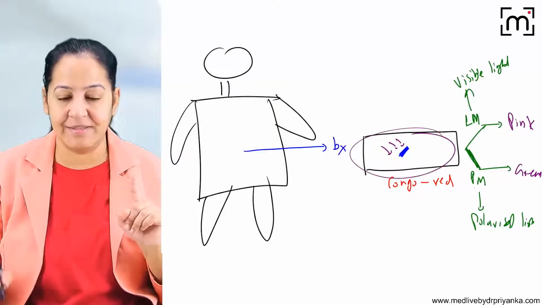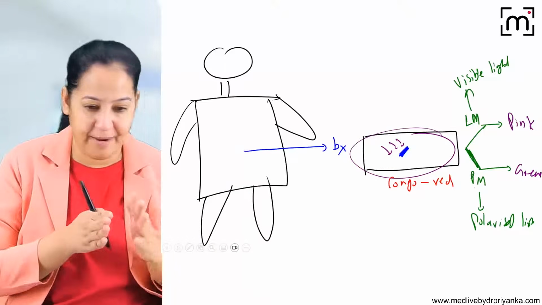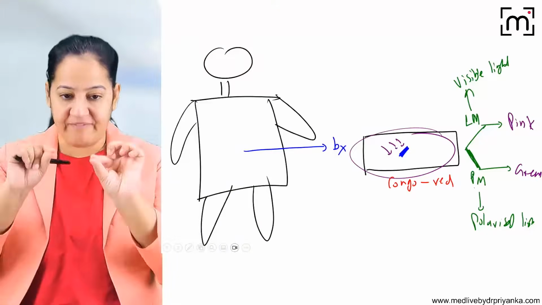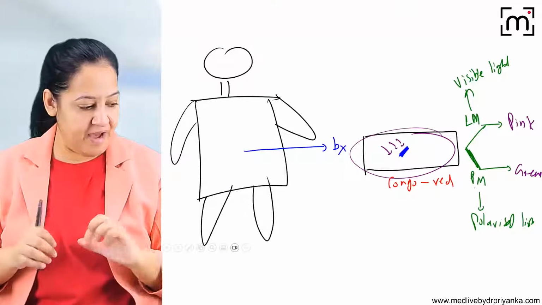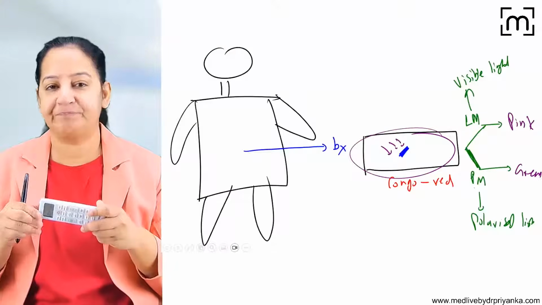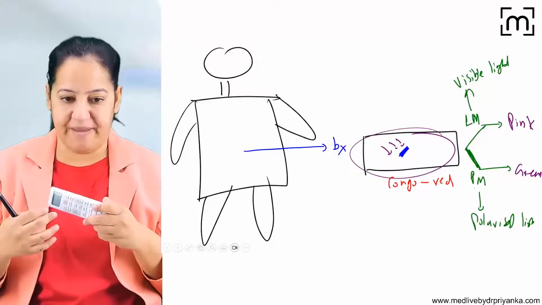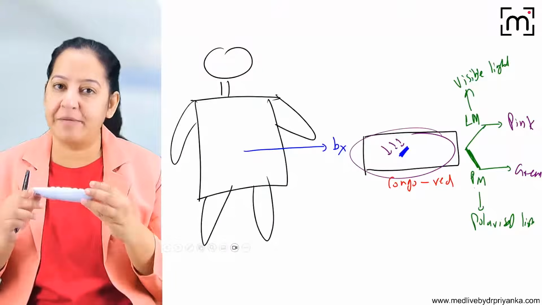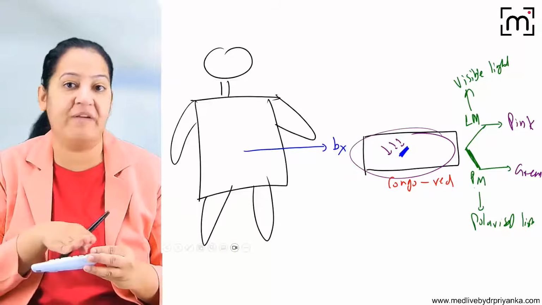Take the same slide. Just suppose I'm having two microscopes. This is my light microscope. This is my polarized microscope. And I'm having a slide in my hand, and it has the biopsy of my patient. I have stained it properly with Congo red.